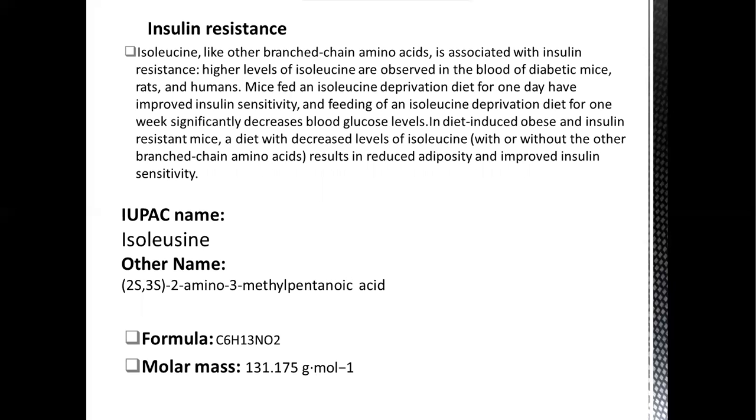Next is the IUPAC name of this compound. The IUPAC name of this compound is isoleucine, which is the topic of my presentation. Another name of this compound is 2-amino-3-methylpentanoic acid. The molecular formula of this compound is C6H13NO2. The molar mass of this compound is 131.17 grams per mole.